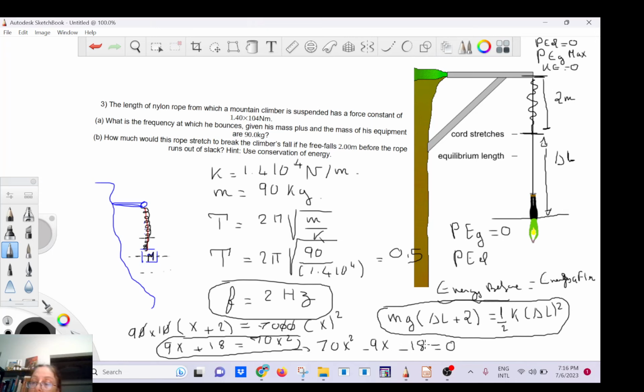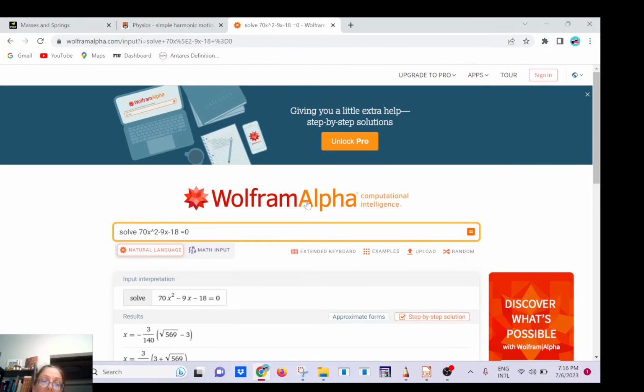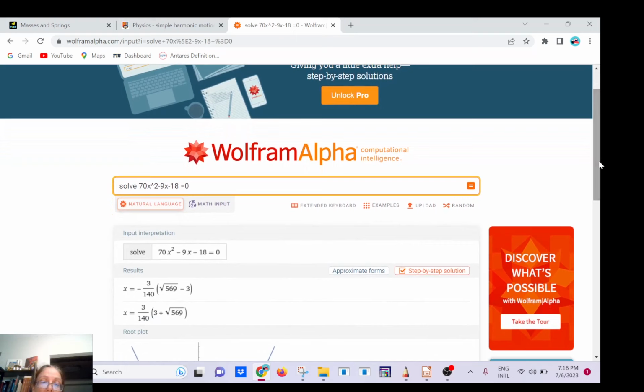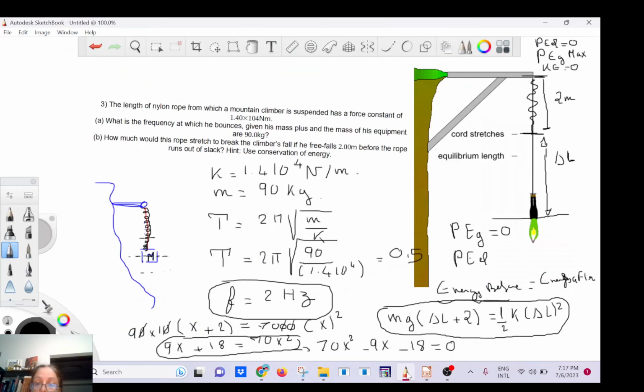Usually you are given multiple choices, so you can plug each choice into that equation to see which one makes it work, or you can use your TI. Here I used Wolfram Alpha to solve that equation, and I found almost 0.6. Yes, about 0.6 meters, 0.57.